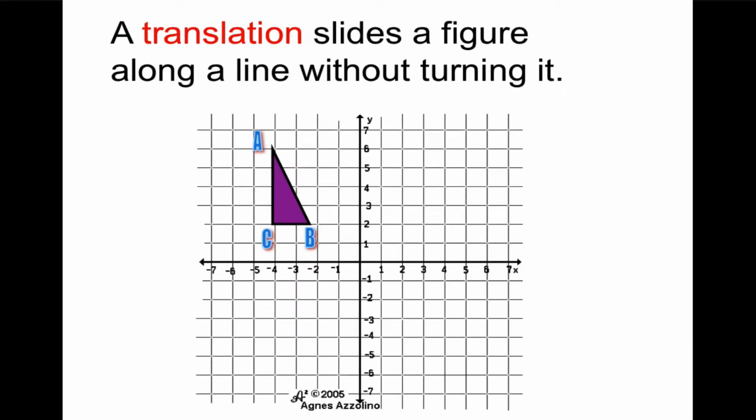First one, translation. A translation slides a figure along a line without turning it. So go ahead and draw triangle ABC on an XY axis, and then we're going to slide it along, and the resulting image is called A'B'C'. Although you definitely want to put the prime on each of the points, so it would technically be called A prime, B prime, C prime. And the original figure and its image are congruent. In other words, they're the same size and the same shape.